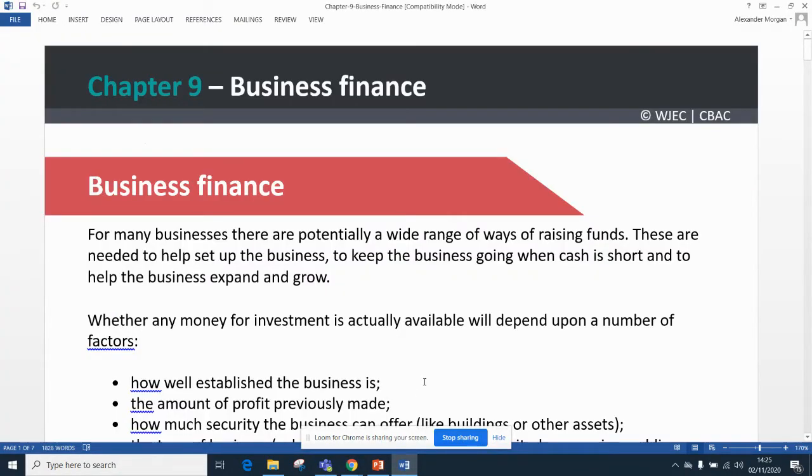So today's lesson is on business finance. There's two things I'd like you to do. The first one is I'd like you to read the chapter that I have attached. It's only about 5.5 pages long. You don't need to worry about the last page with the discussion themes.